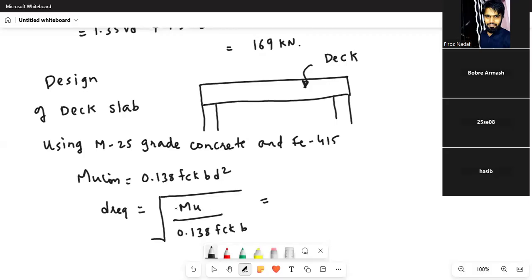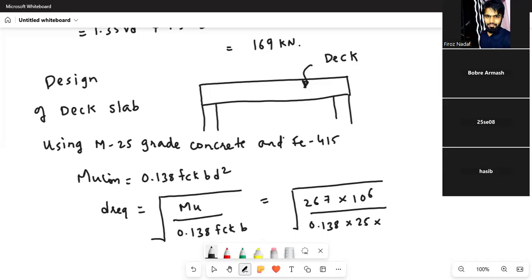And what is Mu? Mu is the ultimate design moment. And in the previous class, we have calculated the ultimate design moment. That is equal to 267 into 10 to the power 6. We are converting that into Newton mm. Okay. 0.138 fck is 25 and b is the lateral dimension of the slab, the lateral dimension of the deck.